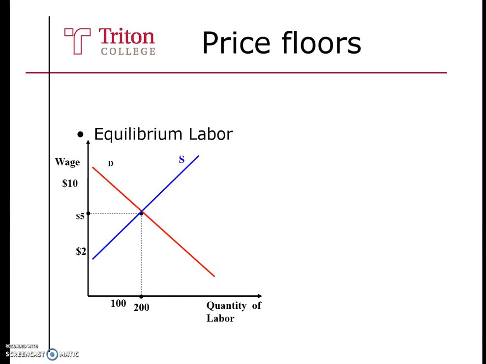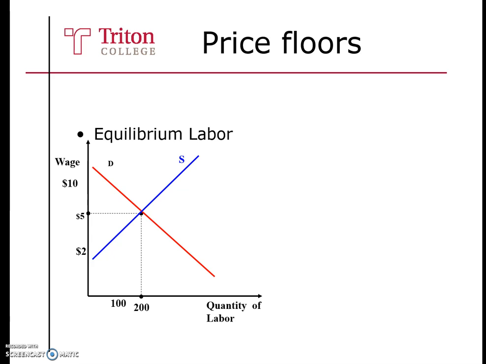Let's take a look at this market. Let's assume this is a market for labor. On your y-axis, we have wage, and on your x-axis, we have quantity of labor. At equilibrium, the wage for an hour is $5, while the quantity of labor is 200.